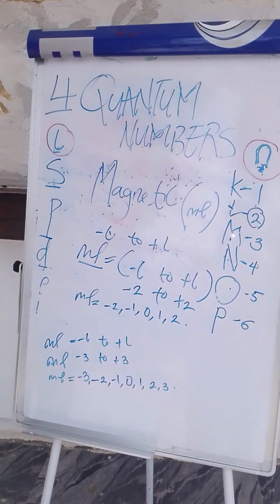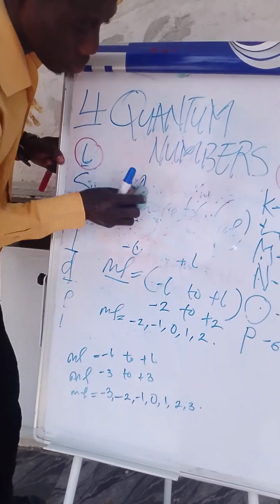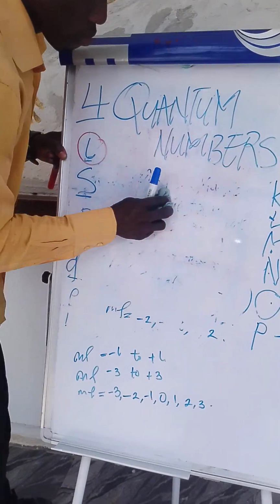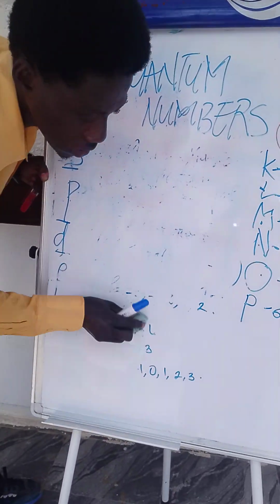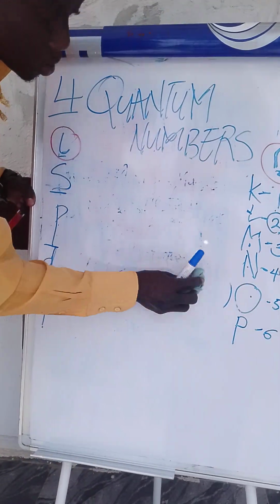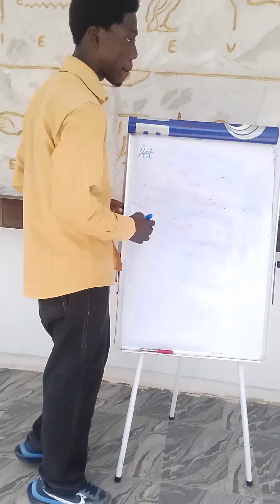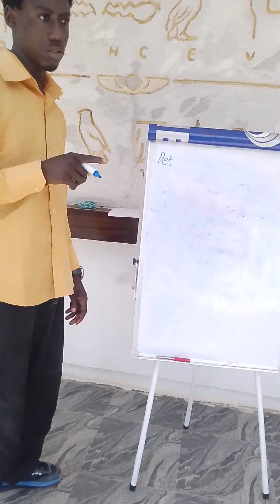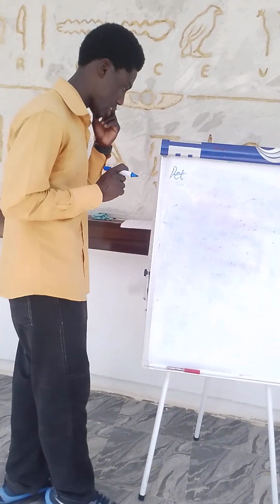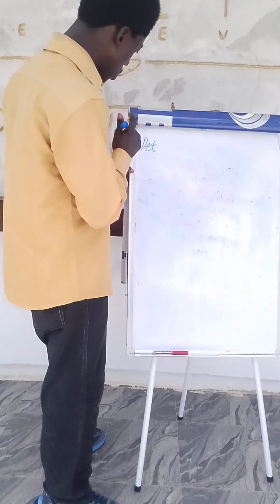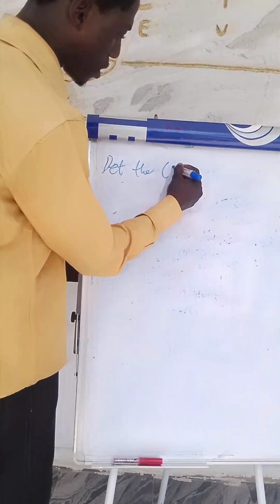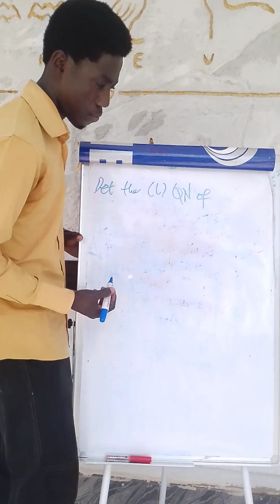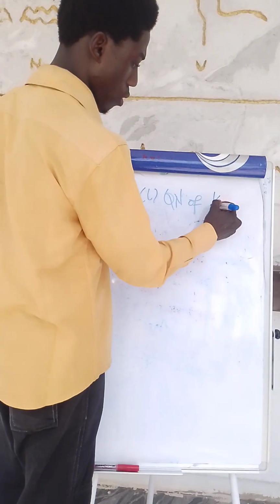Let me clean the board. Spin, alright. Our spin is very, very simple. So let's try to reverse back and check if you understand. Have you understood? Determine the azimuthal quantum number of which shell should we use? Let's use the K shell.